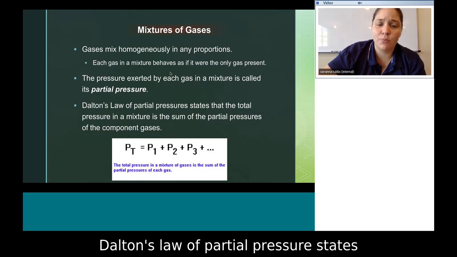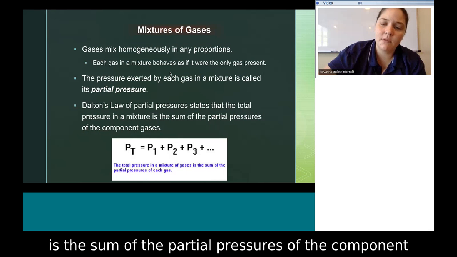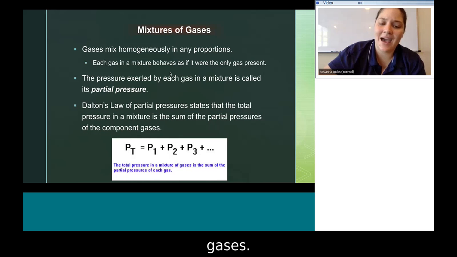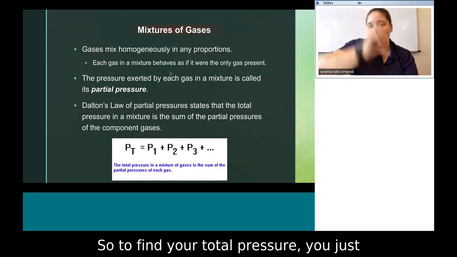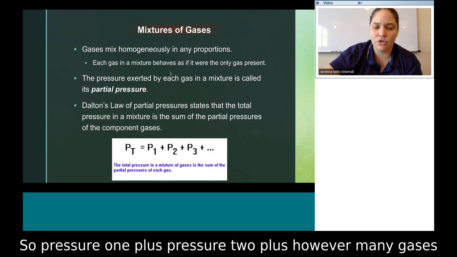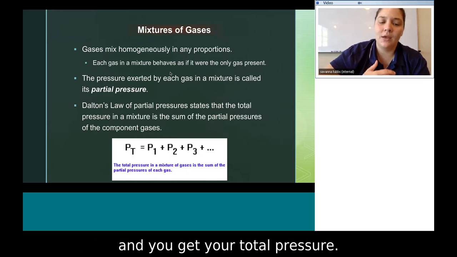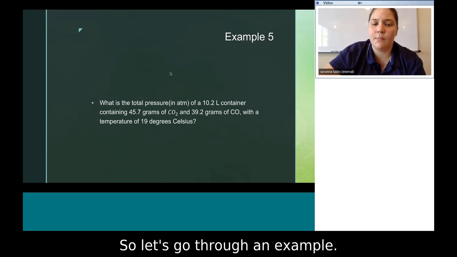Dalton's law of partial pressure states that the total pressure in a mixture is the sum of the partial pressures of the component gases. So to find your total pressure, you just add up all of your partial pressures. So pressure 1 plus pressure 2 plus however many gases you have in that mixture, add all those together and you get your total pressure. So let's go through an example.